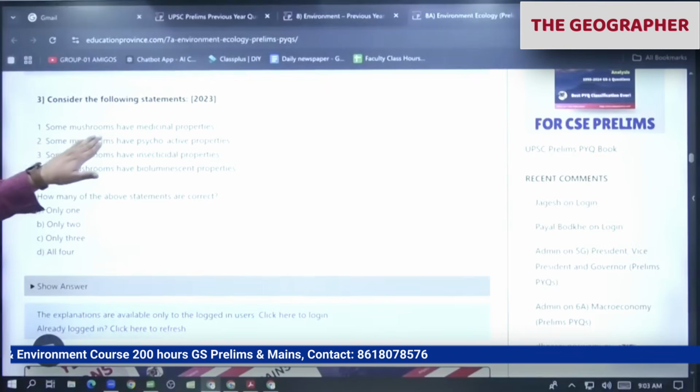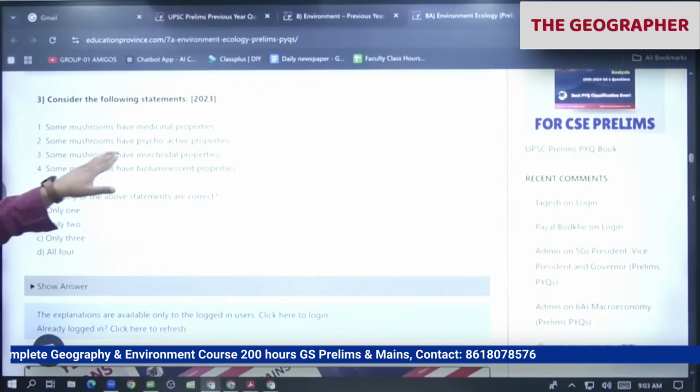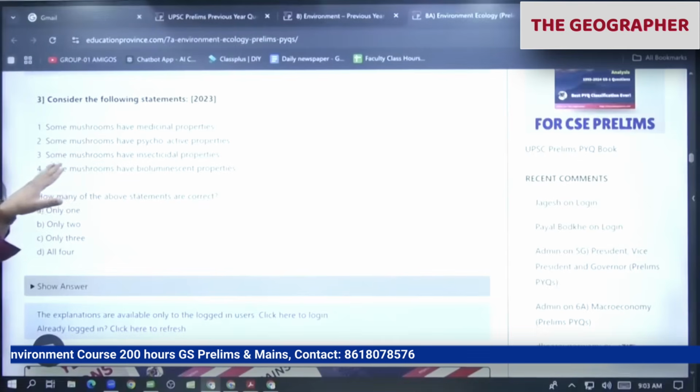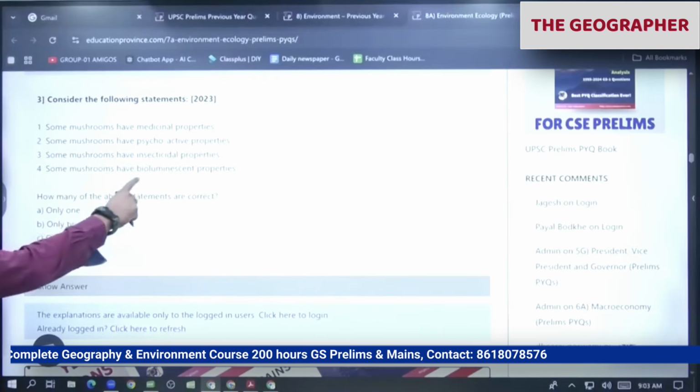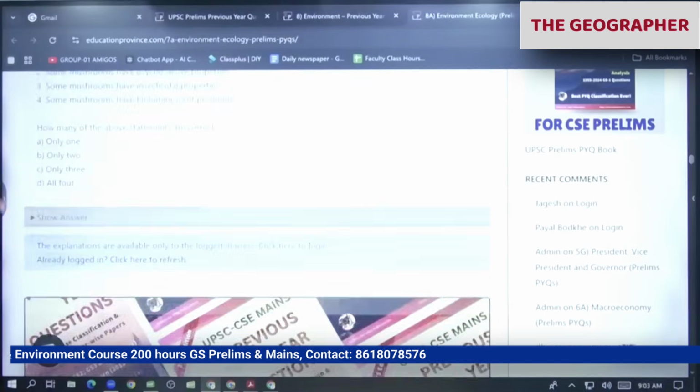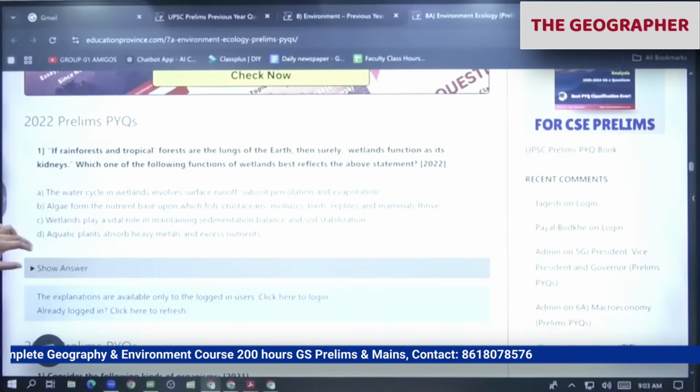See, some mushrooms have medicinal properties. Some mushrooms have psychoactive properties. Like this they are giving. Some mushrooms have insecticidal properties. Some mushrooms have bioluminescent property. Bioluminescence we'll discuss, separate topic. Okay. See, a lot of questions are being asked.